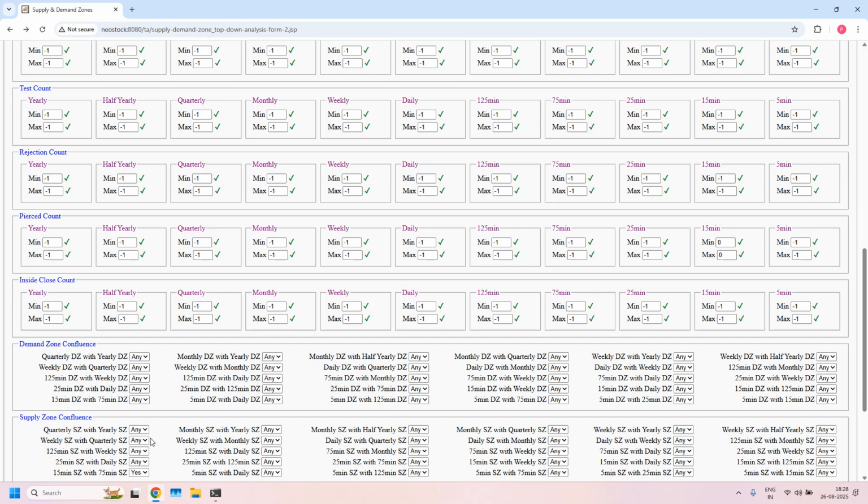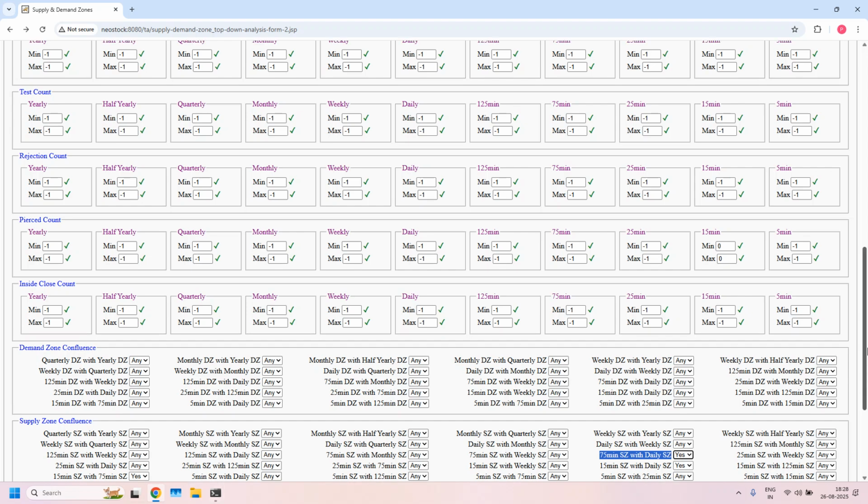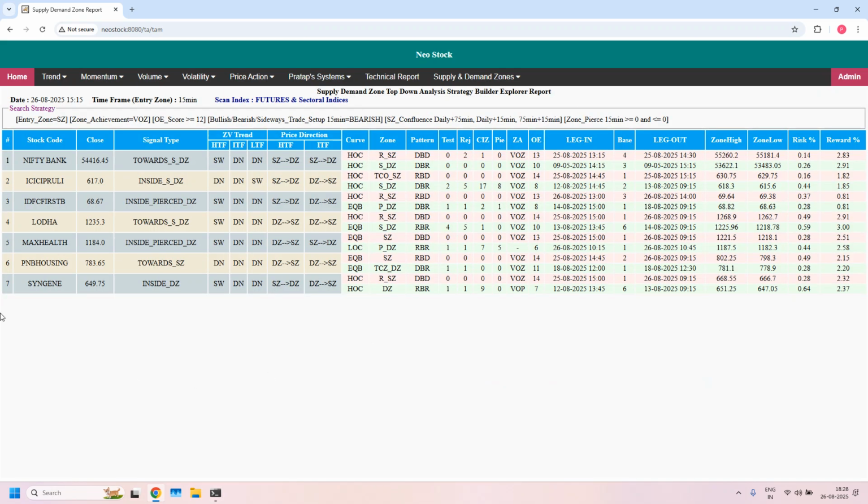First filter is already enabled, 15 minutes and 75 minutes supply zone confluence. Next 15 minutes and daily, 75 minutes and daily supply zone confluence. With all the 3 filters, we got 7 stocks. In these 7 stocks, these 15 minutes supply zones, not demand zones, supply zones. These 15 minute supply zones are overlapped with 75 minute supply zone, both together again overlapped with daily supply zone.